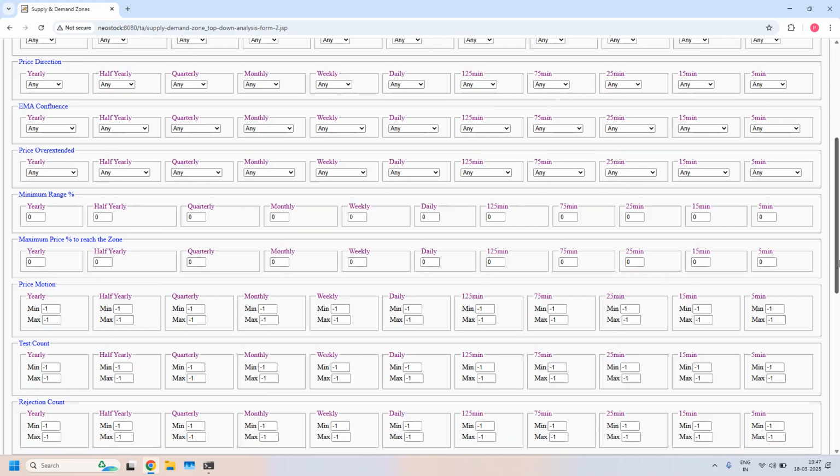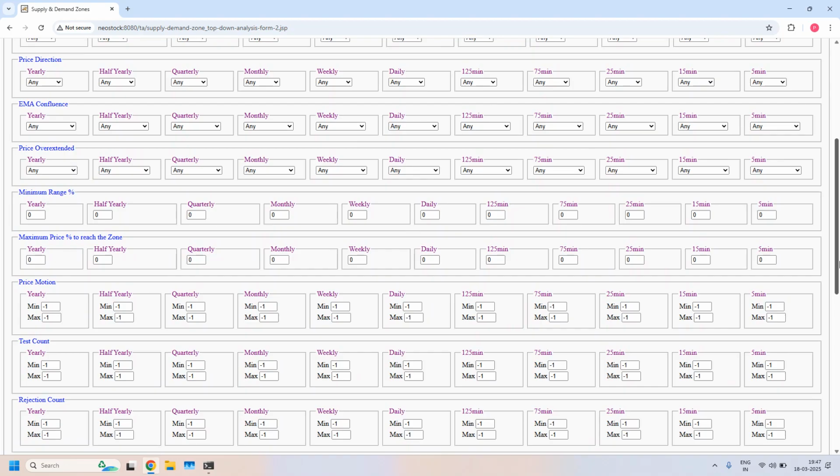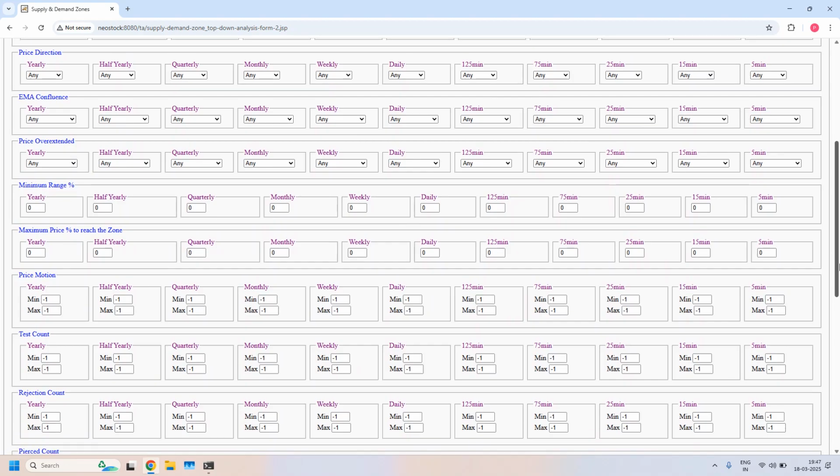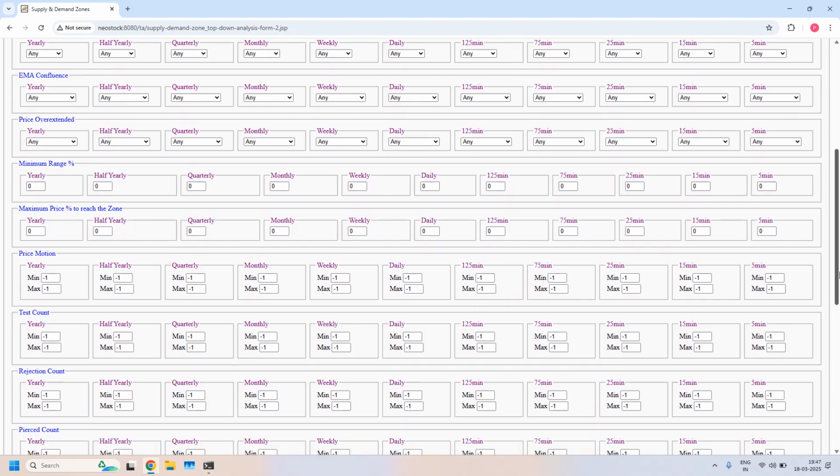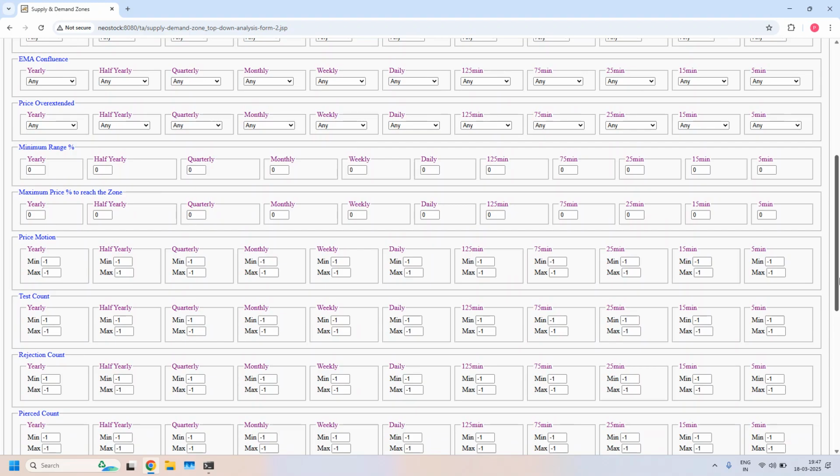Daily we allowed because daily should support pierced zone strategy. But 75 minutes time onwards, pierced zone strategies are not very strong unless 75 minutes zone is a high liquidity zone.